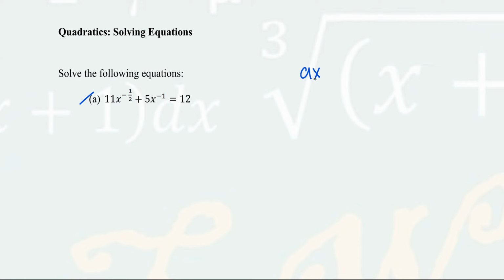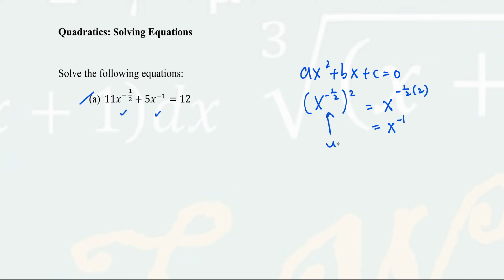because the quadratic form is supposed to be ax² + bx + c = 0, we realize that there is a relationship between x^(-1/2) and x^(-1). If I square x^(-1/2), it is x to the power of negative half times 2, so negative half times 2 is basically negative 1. Therefore, if I let u be x^(-1/2), then this is going to be my u squared, and I can easily change this equation into a quadratic equation.